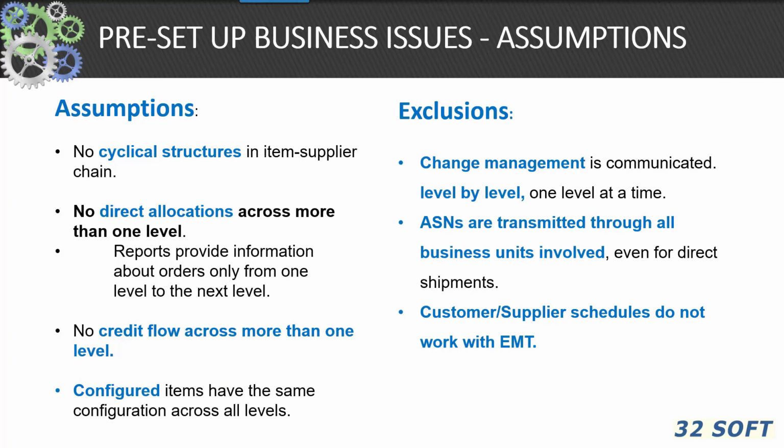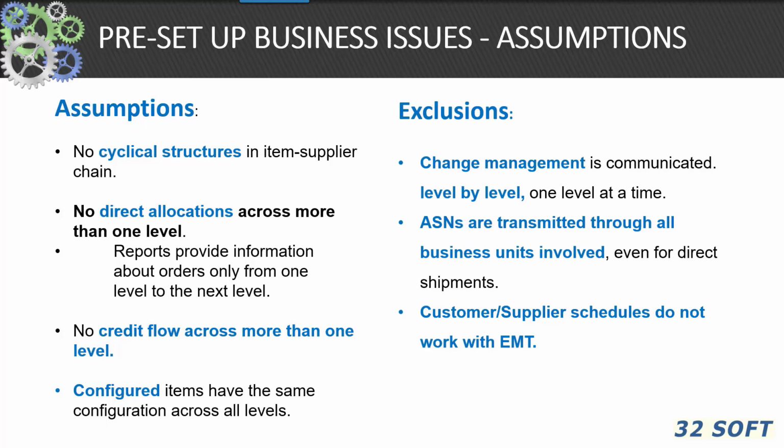Some setup considerations, some assumptions. EMT doesn't allow cycle structures in this item supplier chain. If you hark back to our bill of material discussions we've had earlier, you can't have a parent component going into a parent. Direct allocations, we'll talk about a little bit more. You can't do that across more than one level in EMT. Credit only goes one level, and configurations of items must be the same at all levels in the EMT.